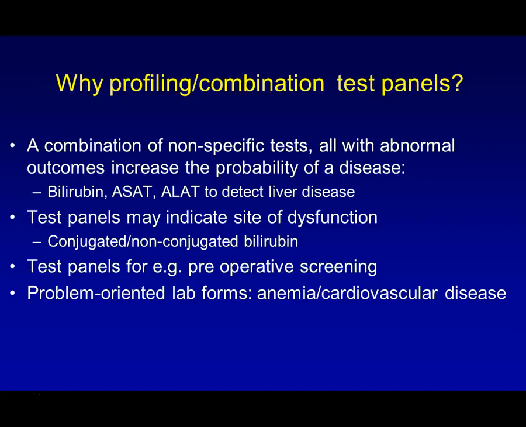We also know that some laboratories have problem-oriented lab forms. For example, there's first a screening for anemia, and when anemia is found, based also on the size of the erythrocytes, further tests are performed. Small size erythrocytes means that iron deficiency is likely, but also thalassemia or sickle cell disease. So the underlying cause can be found using those kinds of forms.